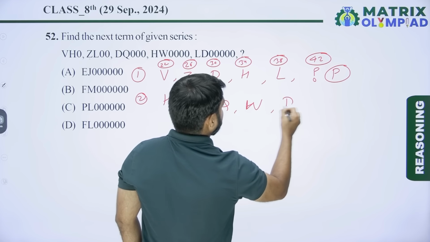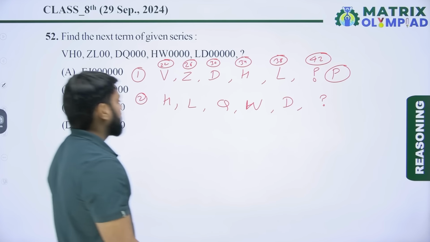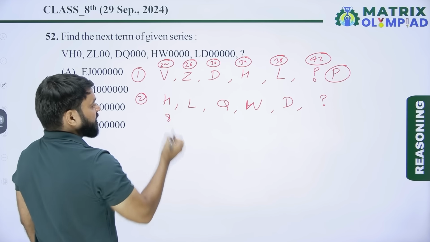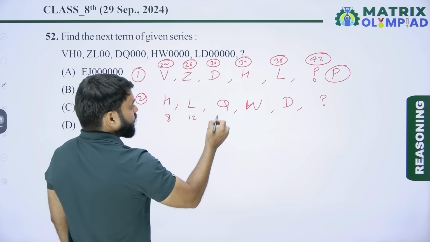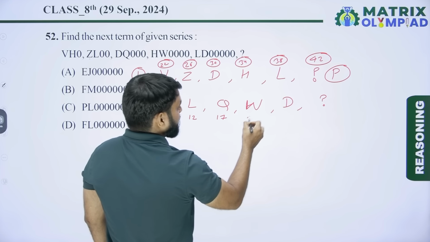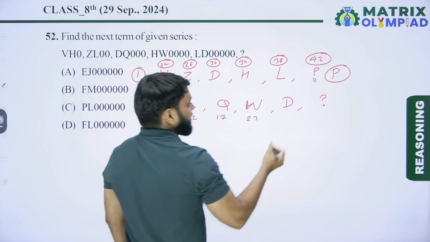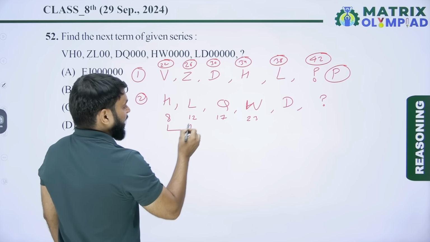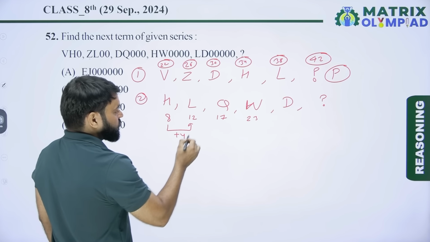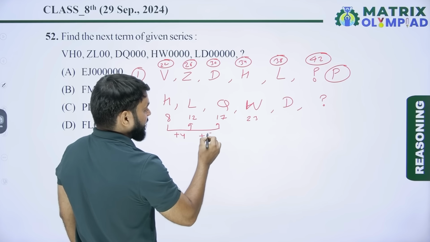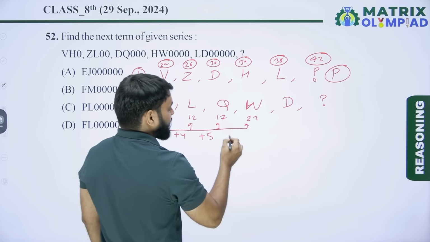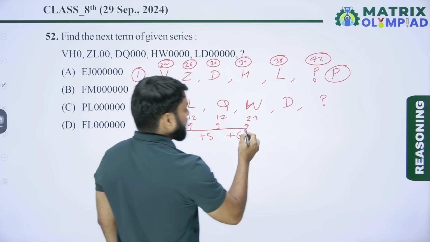After W, next is D, and find the next. H means 8, L means 12, Q means 17, W means 23, D. So 8 plus 4 means 12, 12 plus 5 means 17, now 17 plus 6 means 23.